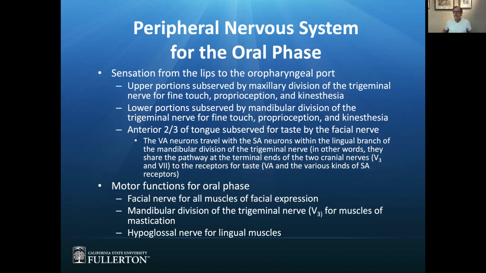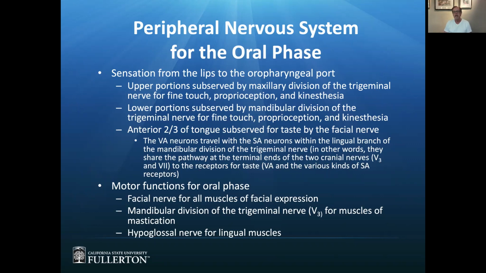So it's everything. It's not just out here. You know that depiction of the territories of the three branches of the trigeminal nerve that shows the side of a face and shows how the ophthalmic division subserves this area, the maxillary division subserves this area, and the mandibular division subserves this area. That's true, but it's not just the surface. It's all the way in.